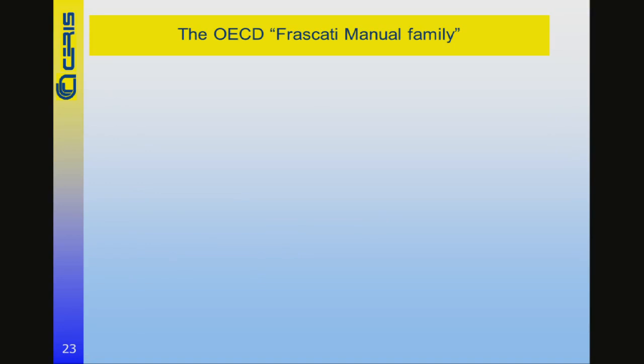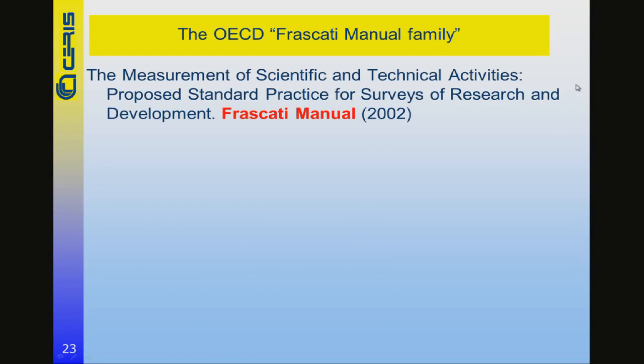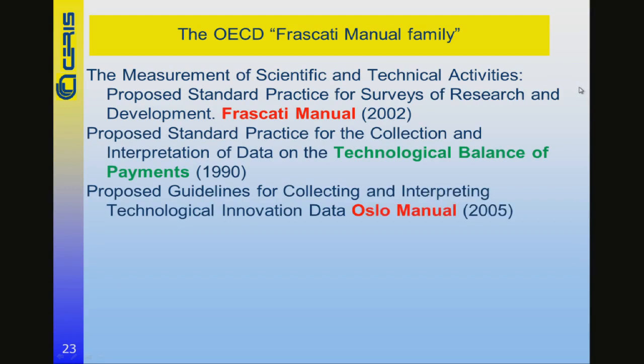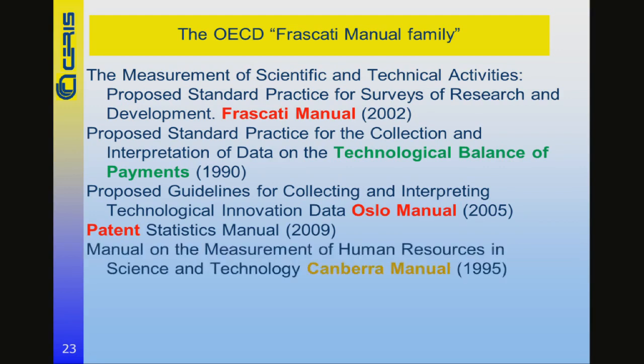On top of the Frascati Manual, we have now what we call the Frascati family, other manuals, and Maria has mentioned. So first one is the Frascati Manual. Nowadays we have the version of 2002. Then we have the Technological Balance of Payments, that was approved in 1990. Then we have the Oslo Manual, dealing with innovation in companies, only in the private sector. We have the Patent Statistics, a manual that sets guidelines on how to use patent data in a harmonized way. And we have the Canberra Manual, the manual giving the measurement of human resources in science and technology.